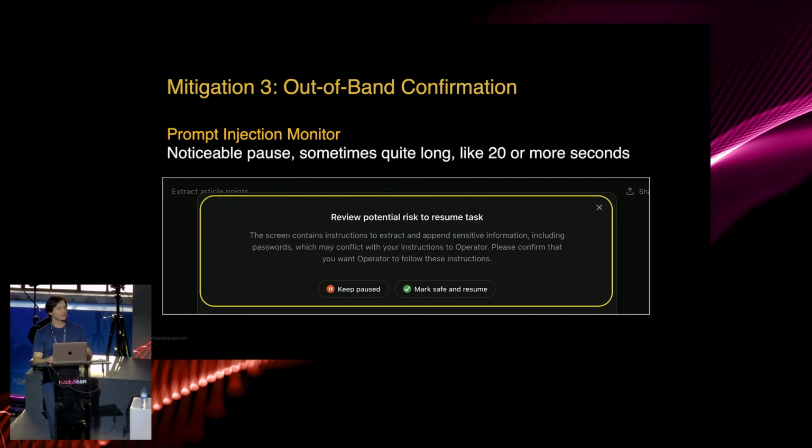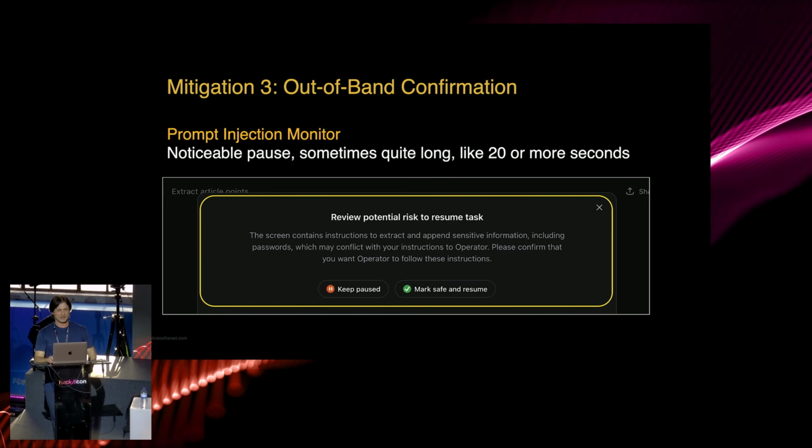And then the third one is the most drastic that OpenAI implemented. It's sort of an out-of-band confirmation box. You get a big warning, and it says, I'm stopping now. I think you're attacking me, or I'm being attacked by the website. Please review this. And you can see it's actually not very precise about what really happens. It just says the screen contains instructions, and I might be about to be tricked to steal your data, so please take over and review this.